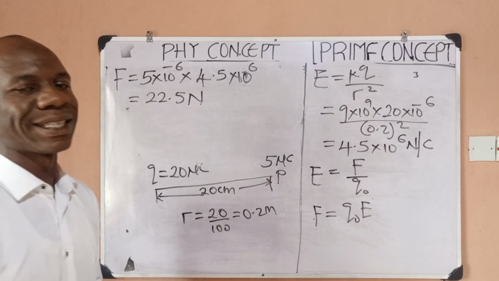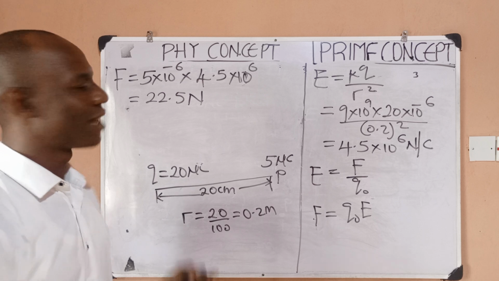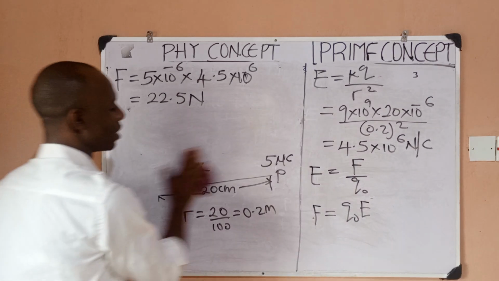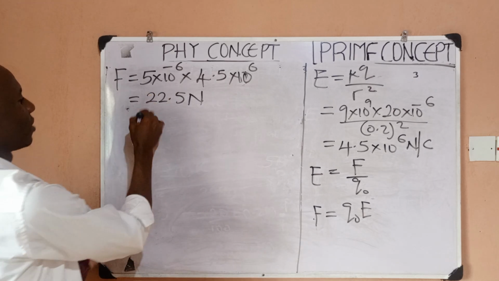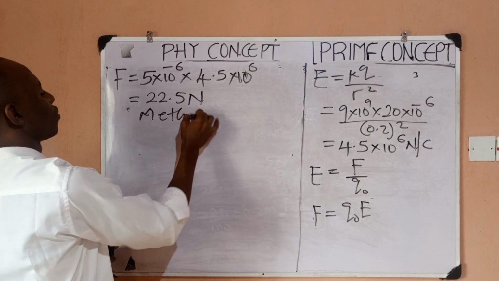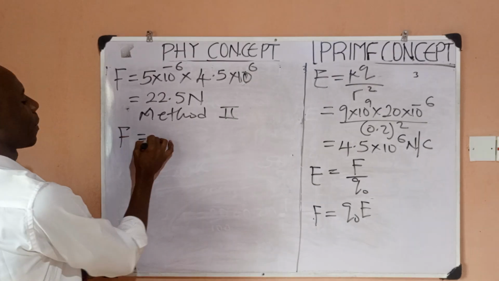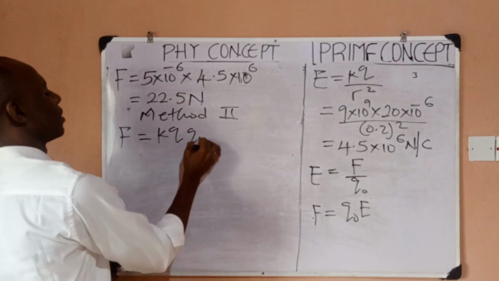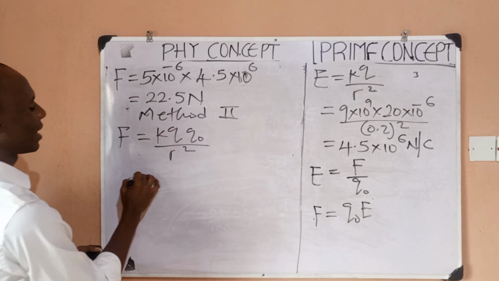Now someone else might ask, is this the only way we can solve for the force? Of course no, we can use Coulomb's relationship to solve for that force. And what is Coulomb's relationship to solve for the force? Let me quickly say method 2 for the force. You can use F equals KQ Q naught by R squared. So if you use this, you are expected to get the same answer.